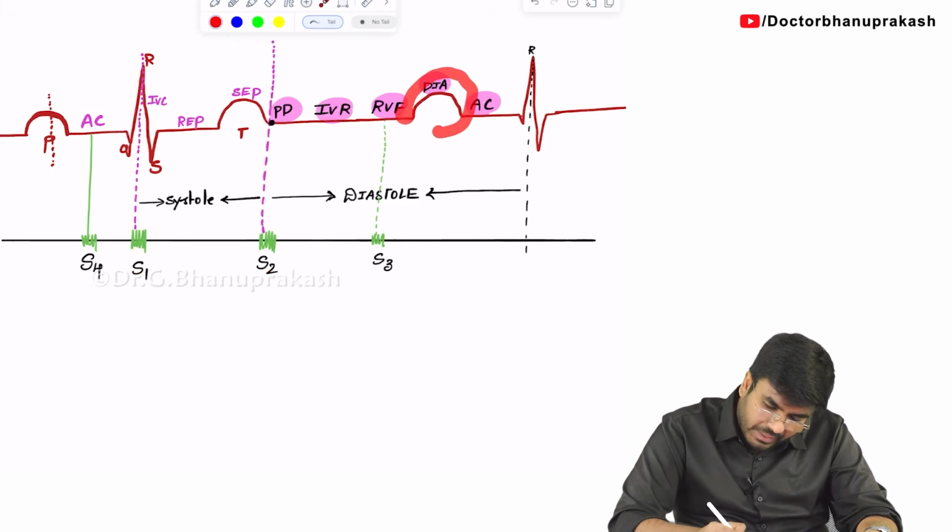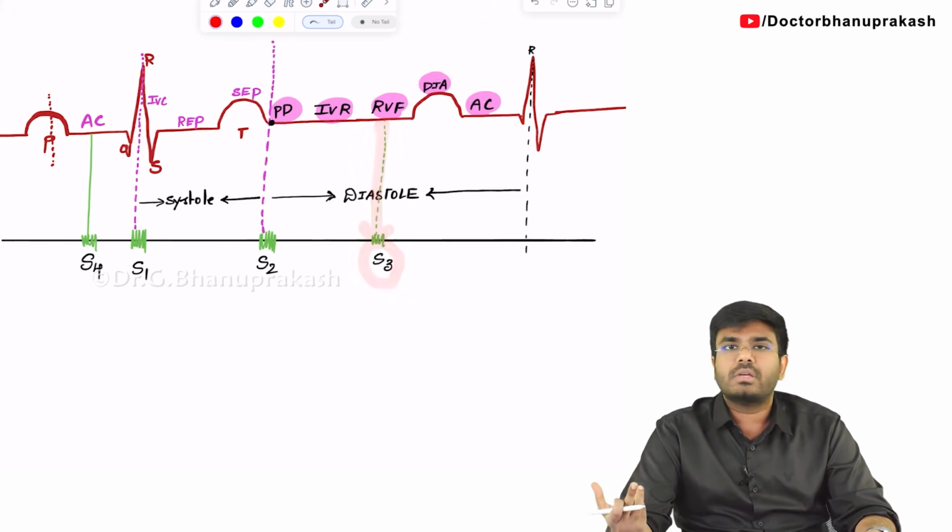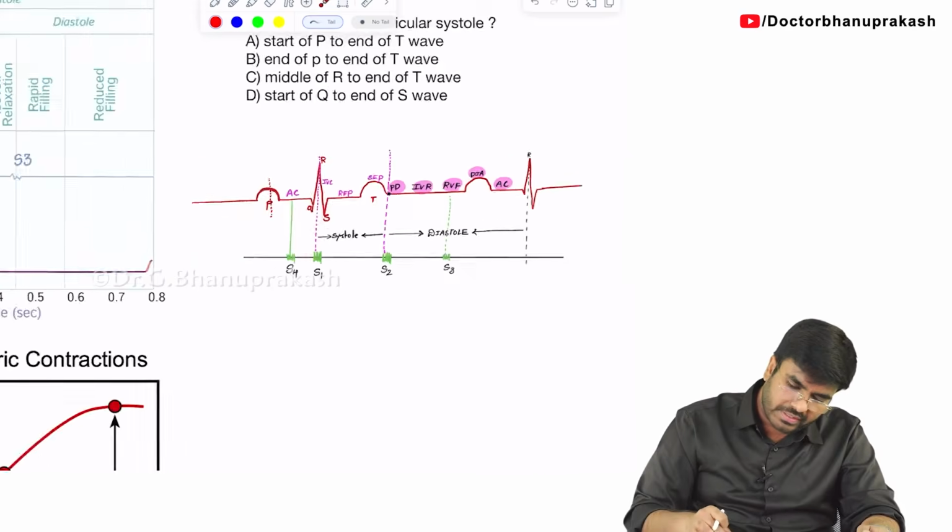Before P wave, see, this is P wave. Before P wave, which heart sound is heard? S3 heart sound. Okay, this is how you may expect a question. So based on this, now answer this.